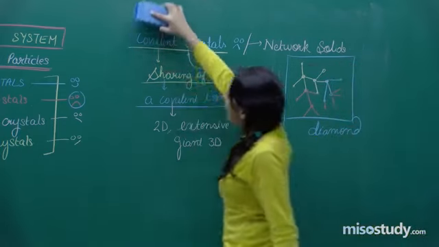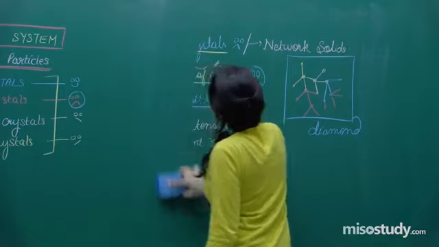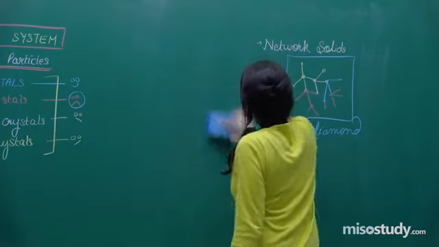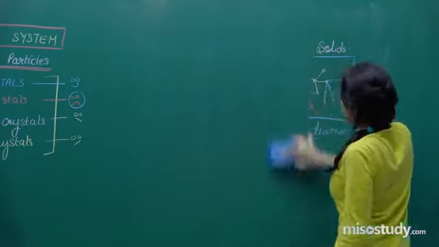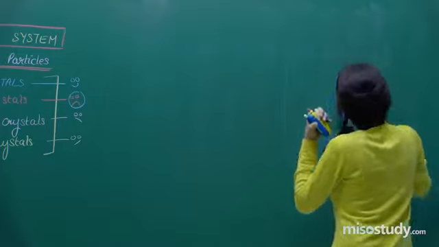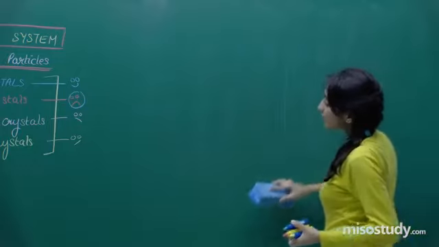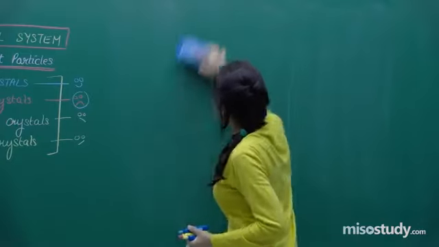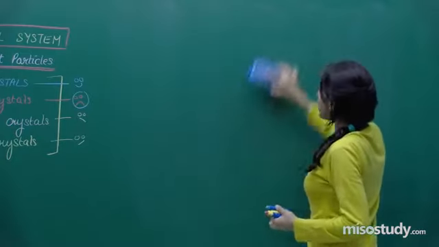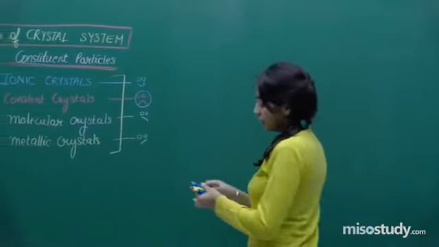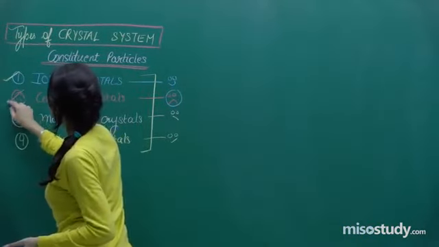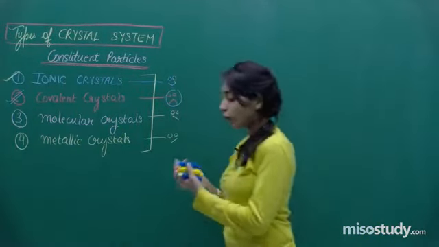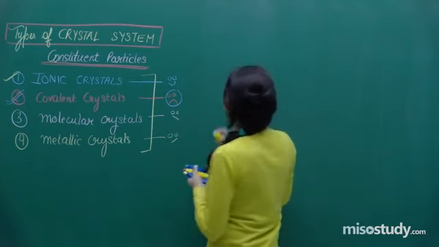Cool enough? Having done with the covalent crystals, let us now move on to the third category of crystal system. And the third category of the crystal system, as you can see on the board, is written as molecular crystals. So this we are done. Now we need to move on to molecular crystals.